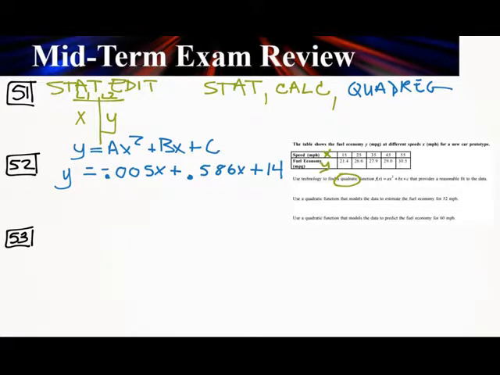So let's do 52, because with 52, it says use the quadratic model that models the data, model meaning equation, and they want you to find the data that will best fit the fuel economy for 52 miles an hour. So what we're going to do is take the 52 and plug it into x.